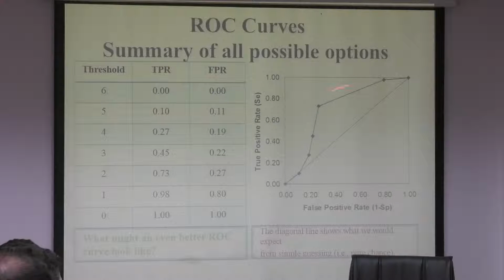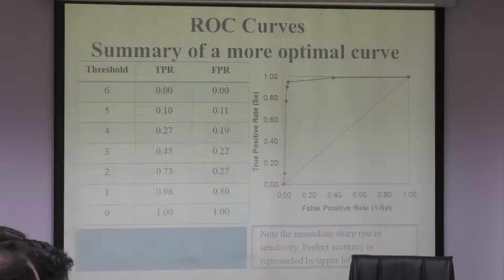Sometimes we get something like this. Okay? Now, what might an even better ROC curve look like? The diagonal line shows what we would expect from simple guessing. So what does this mean? It means that as I am increasing the threshold, they inversely go in a very nice way. So it's just by guessing, right? The worst thing you can get is something very close to this. As we get away from this line, it will be perfect.